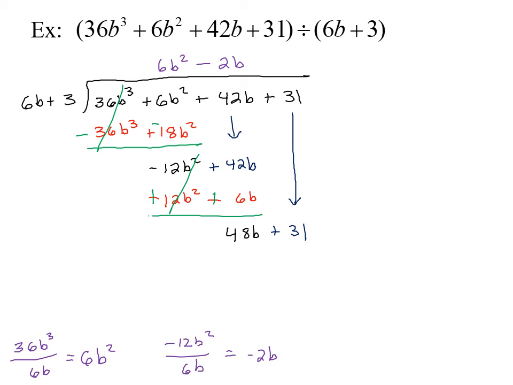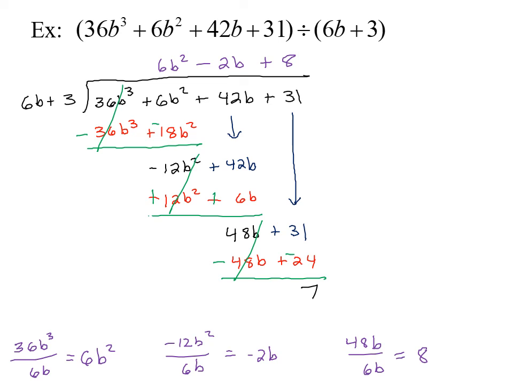And do it again. I'll do the 48b divided by the 6b. The b's cancel here, and 48 divided by 6 is just 8. Multiply it back. 8 times 6 is 48. And 8 times 3 is 24. Add them together after we swap the signs. Here, unlike the last one, they don't both cancel. And so the 48b's cancel, but 31 minus 24 does not cancel. That leaves you a 7 left over.